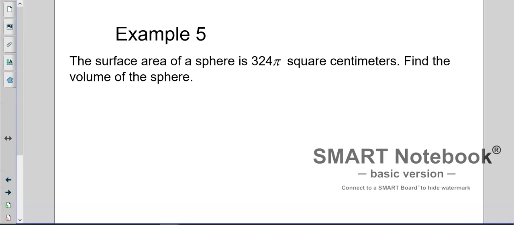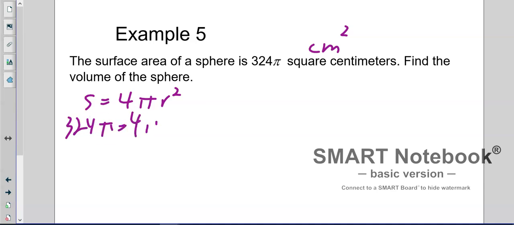So number 5, the surface area of a sphere is 324 pi square centimeters. You know, we usually write it like that. Find the volume. So the surface area again is 4 pi r squared. This one is kind of like working backwards and then forwards, because we need to find the radius to find the volume. So we're going to work backwards and say 324 pi equals 4 pi r squared. It's not a hard problem, it just takes time.